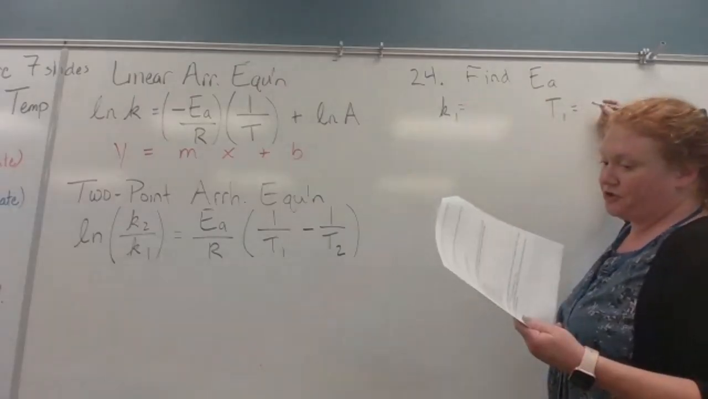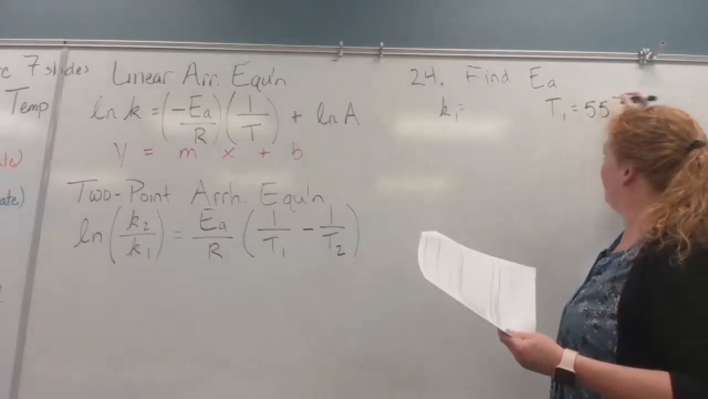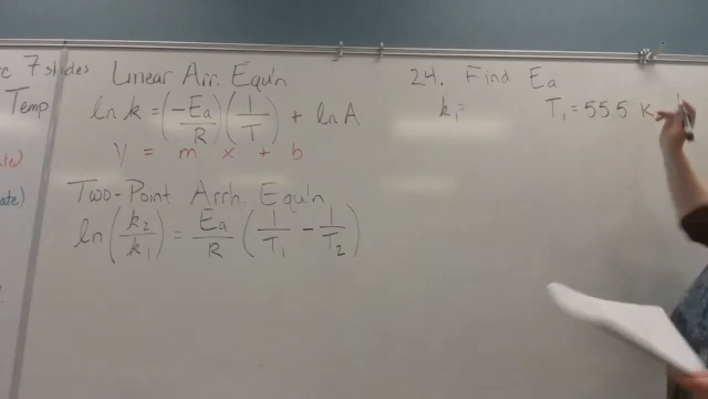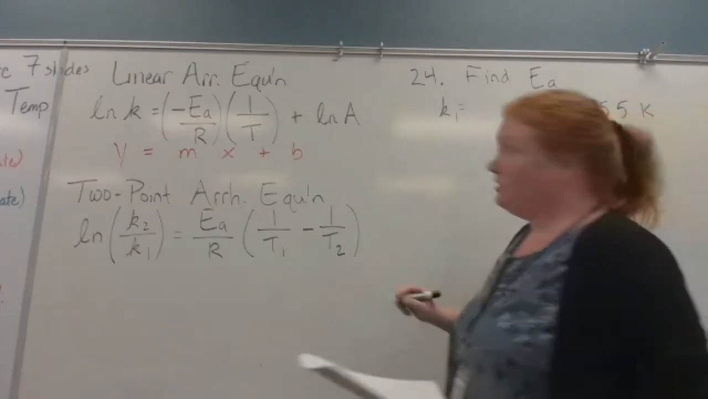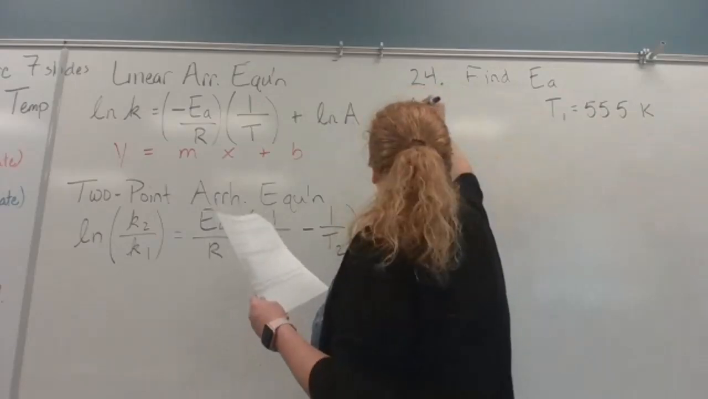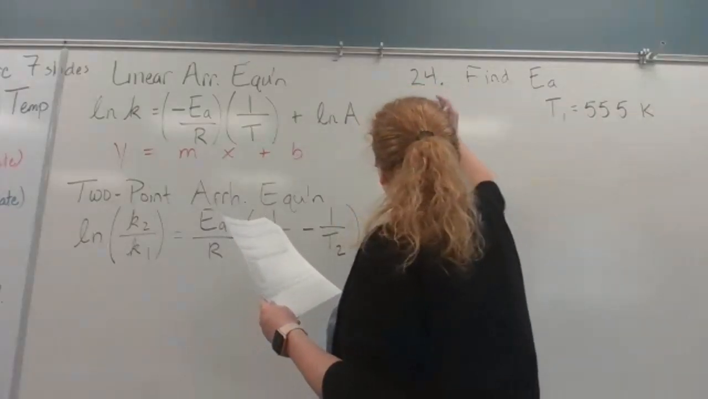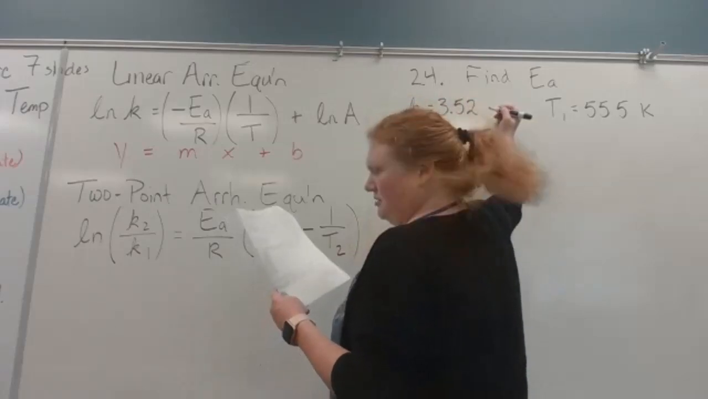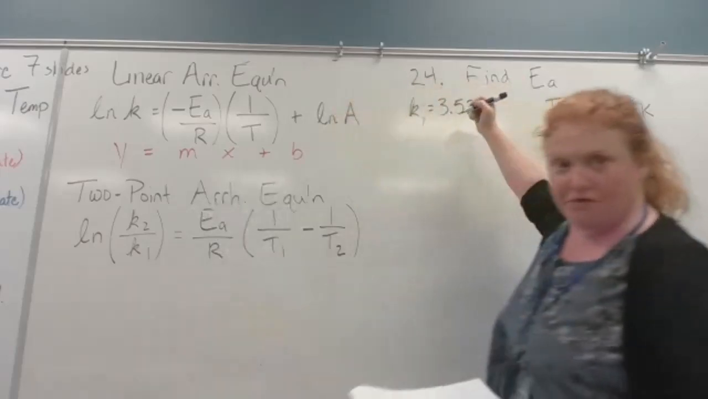So I'm going to say my first temperature is the 555 Kelvin, right? I'm going to do my lower temperature as my set 1. What does that mean my K value is here? 3.52 times 10 to the negative 7th.